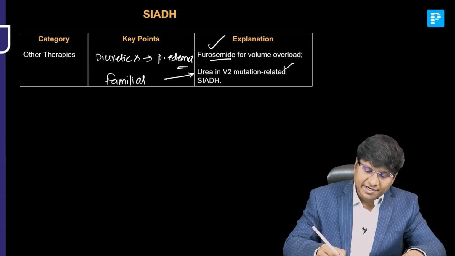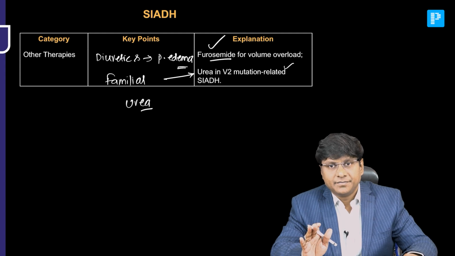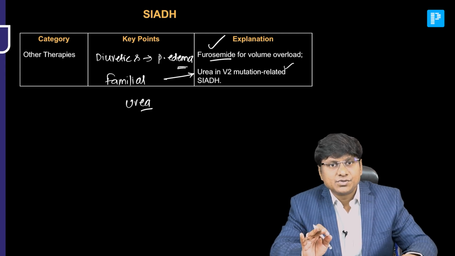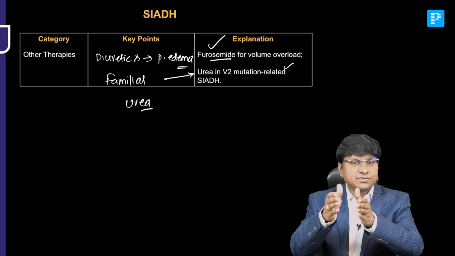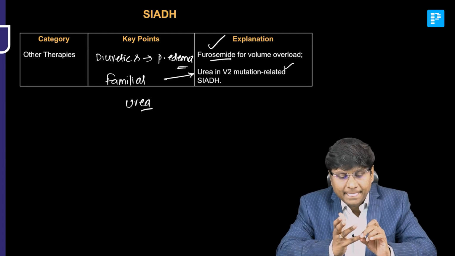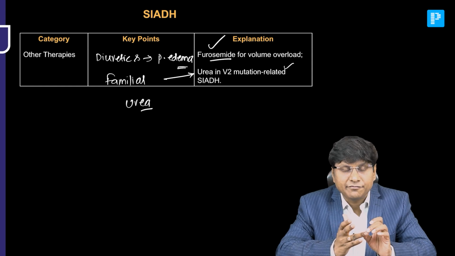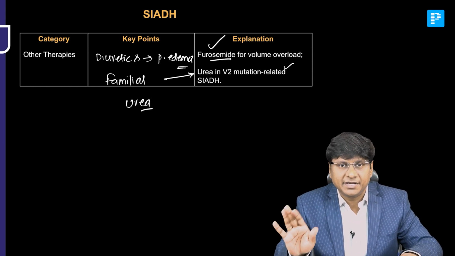So what is the treatment that you need to give in case of the familial forms? You need to give urea. That is the treatment. So what is the difference between classic SIADH and the mutant form? In classic SIADH, there is an increase in antidiuretic hormone, whereas in the mutant form there is only gain of function of the V2 receptor, but the ADH levels remain normal.